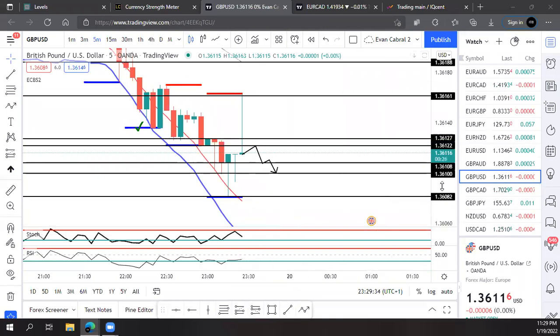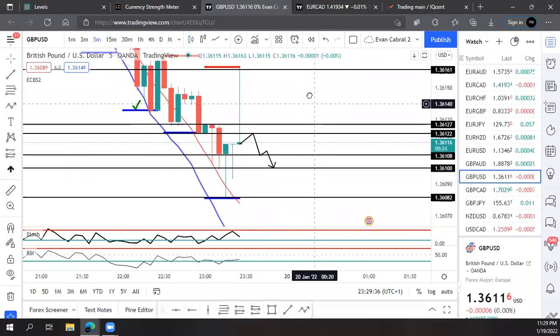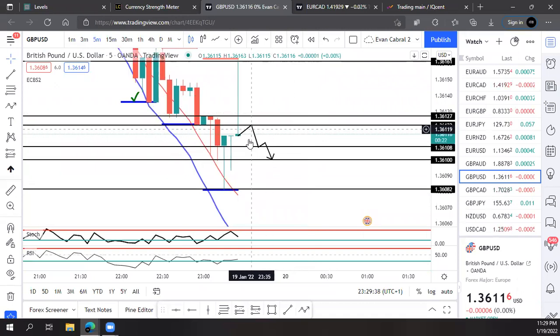So now this is what happens. For me to get a sell, I need to make sure that the stochastic is around the red. It's at the red area. I also need to make sure that my RSI is at the red area. So if I see my stochastic at the red area, I see the market getting to my resistance area, and the currency strength meter is telling me to sell.